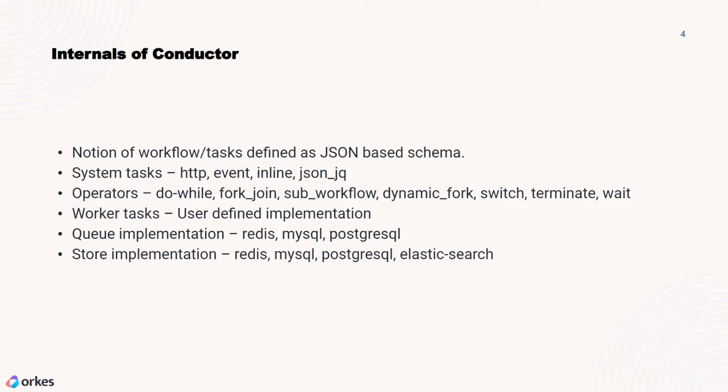Now, Conductor also has an internal queue. Currently, Netflix has provided a Redis-based implementation, but the community has added MySQL and PostgreSQL also as an internal queuing implementation. On the store side, again, Netflix has Redis and Elasticsearch as a persistent store, and the community has added MySQL and PostgreSQL as a store implementation. So basically, the queue and store is a kind of plug and play interface. Whatever systems we want to use, we just have to implement it, and then we can use it. So it is a pure plug and play kind of system.